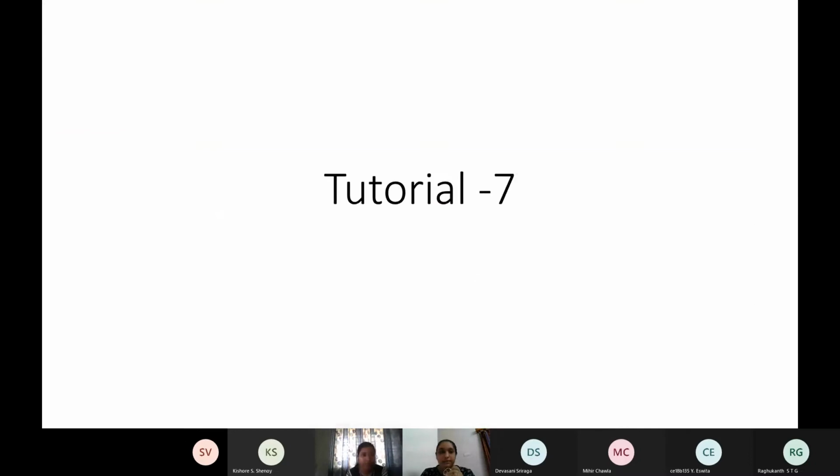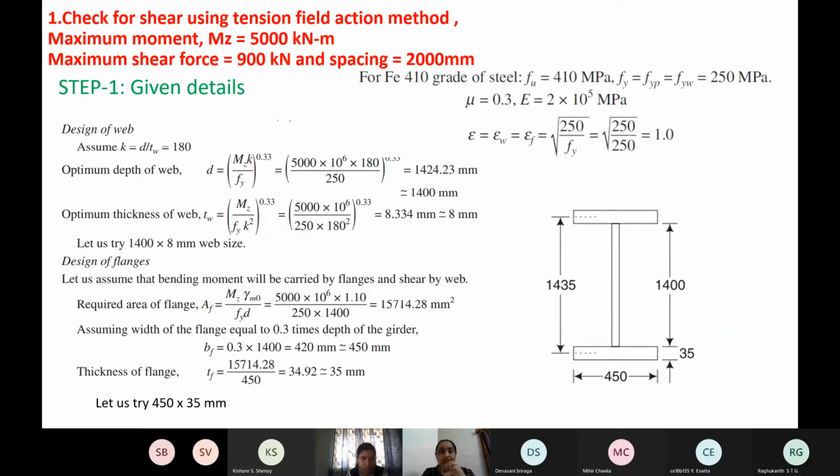Okay. In the previous tutorials, we have seen the design of laterally supported and unsupported beams. So in this tutorial, we are going to see the design of column base, gusset base one, and the design of the beam column, and another one is the tension field action method. So we'll solve two questions here, and we'll explain the third question so you can solve it later and we can send it back. So we'll see about the tension field action method.